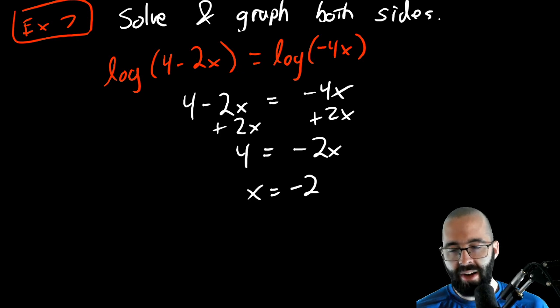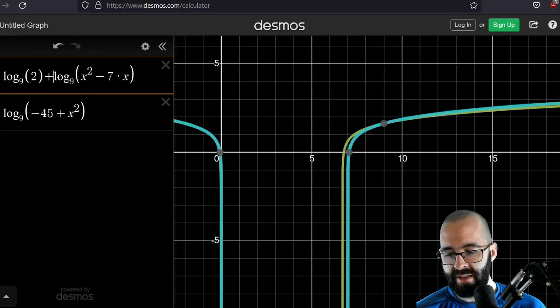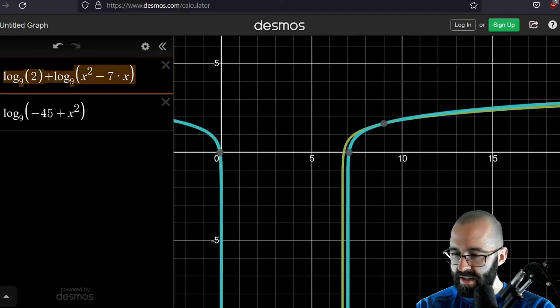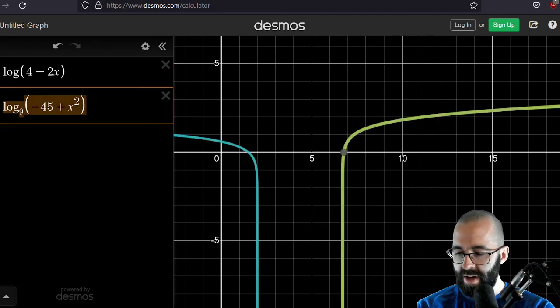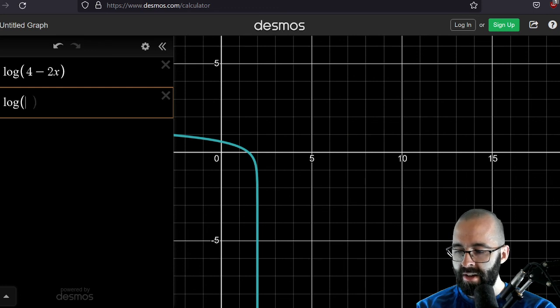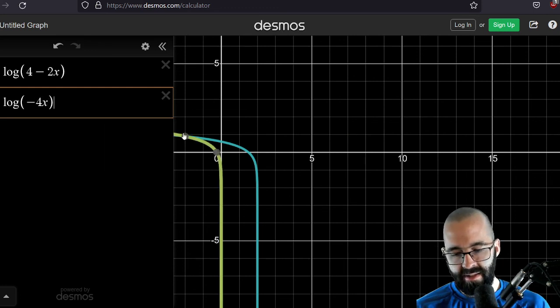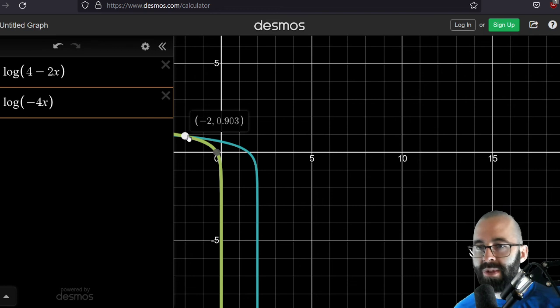And we can check our answer by graphing it, since we're supposed to graph this anyway. All right. The common log of 4 minus 2x. Where does that equal the common log of negative 4x? The answer is at negative 2, just like we suspected.